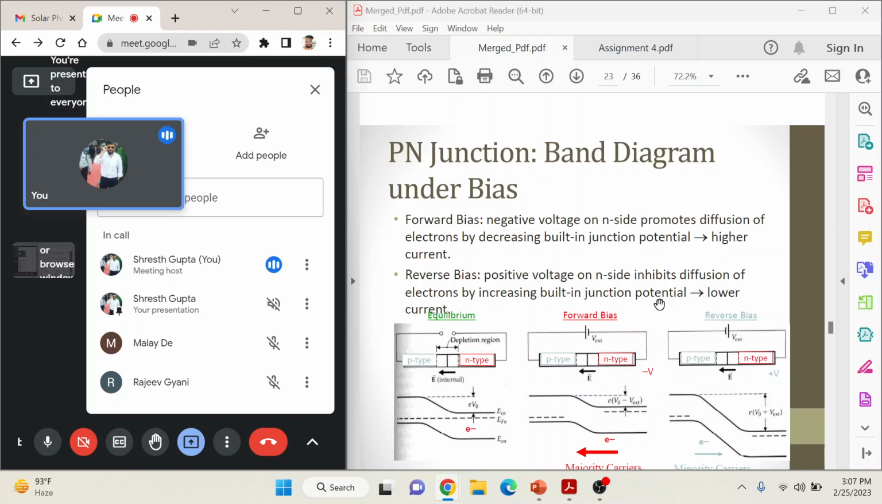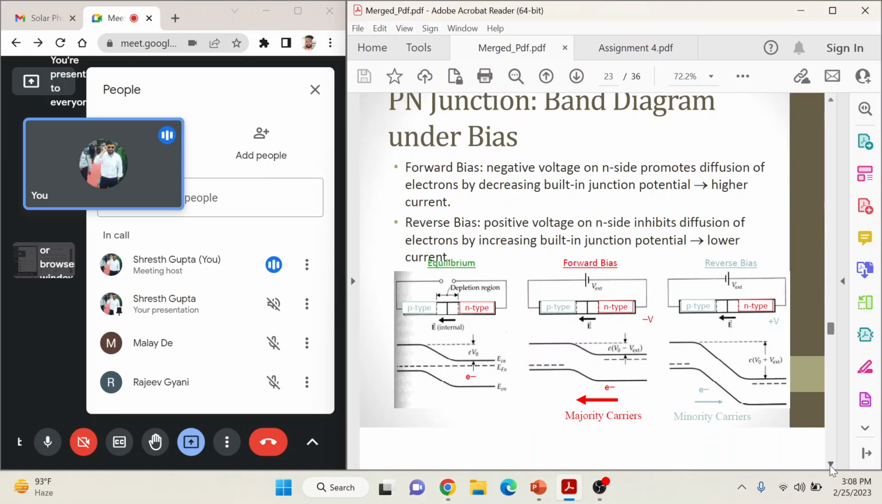Under the reverse bias, we know that the positive voltage is on the N side, which inhibits the diffusion of the electron by increasing the built-in junction potential. That means a lower current. This is a diagram for the equilibrium condition.